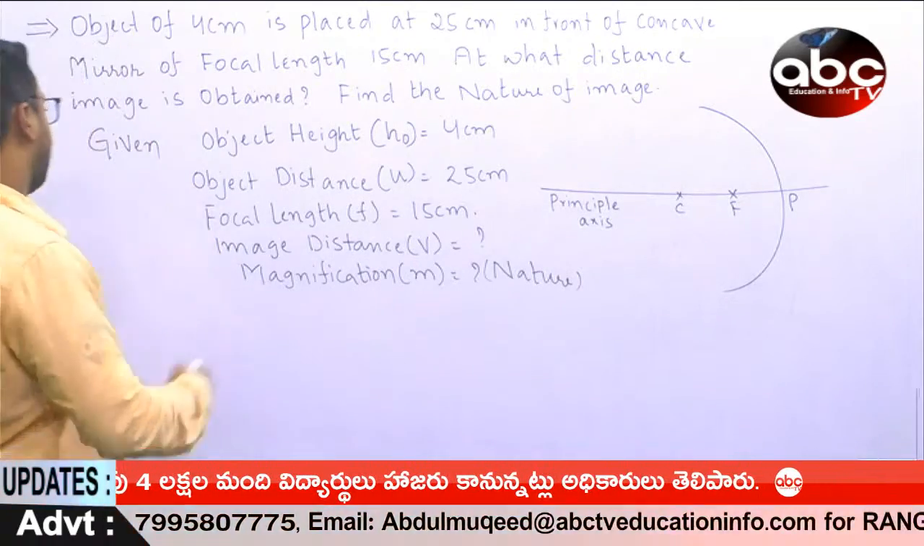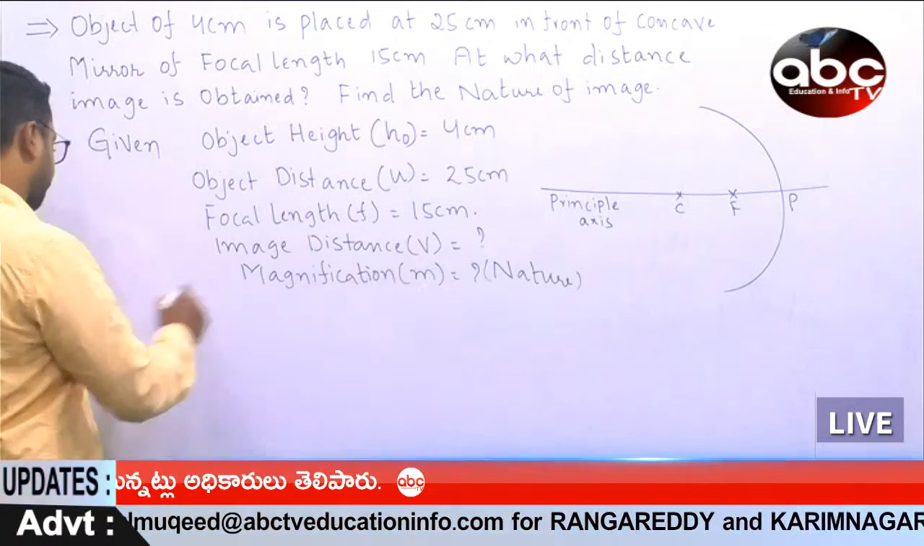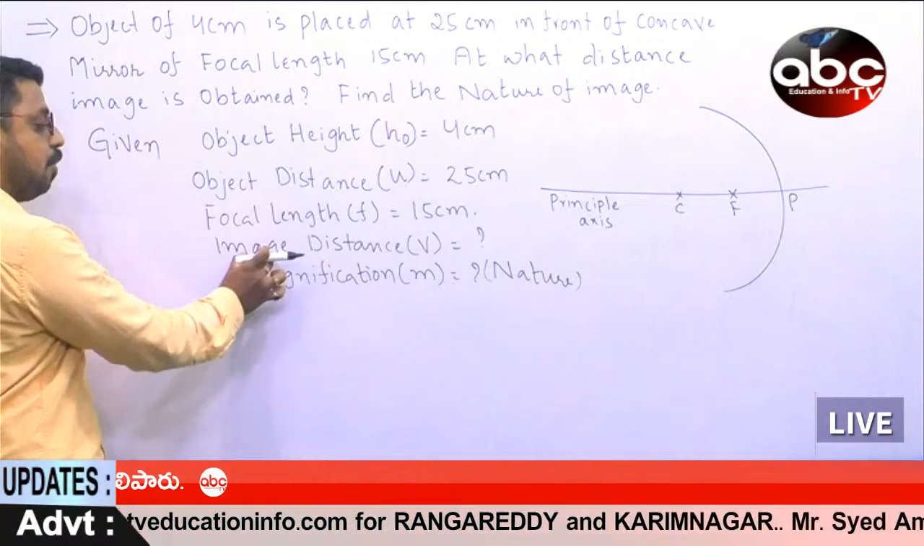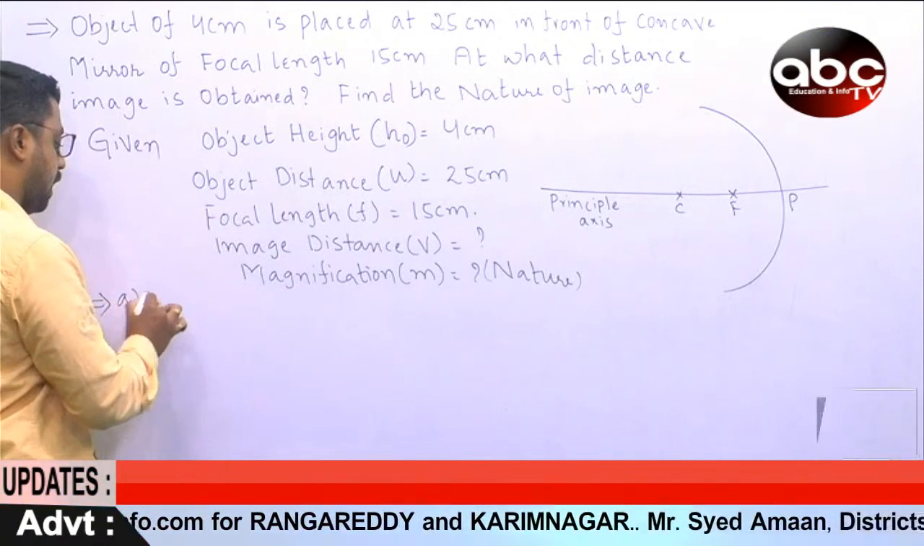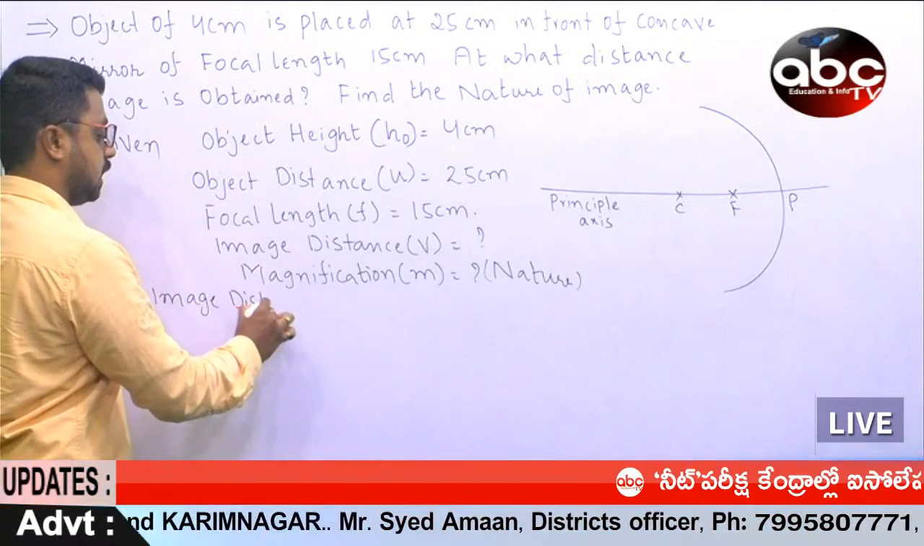How? For suppose, what are given? We have been given with clarity. Next, in order to find image distance, point number 1, image distance.